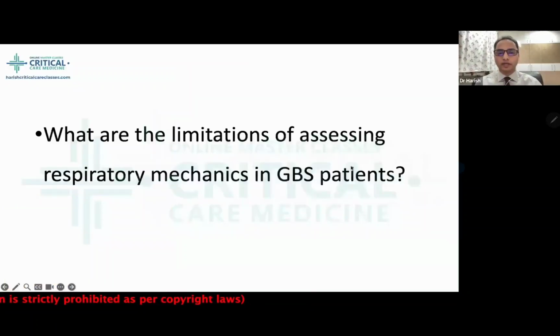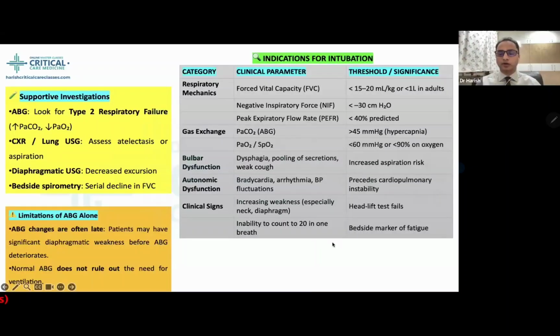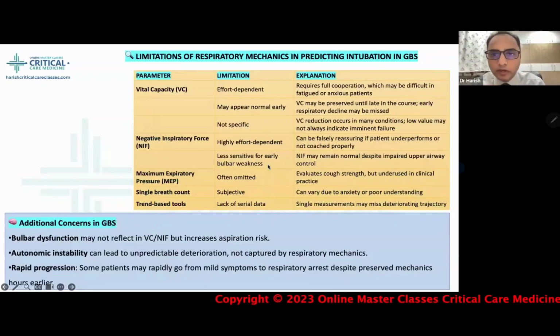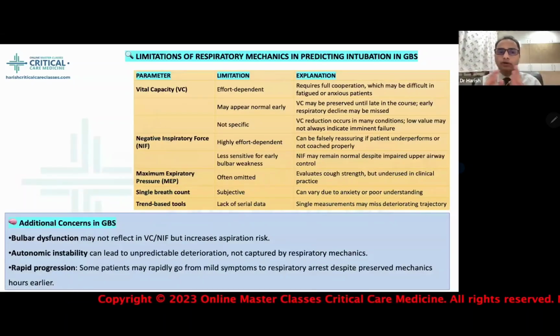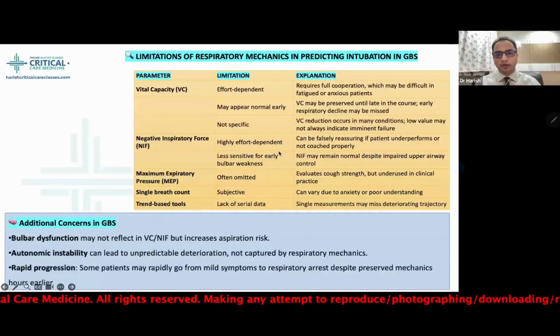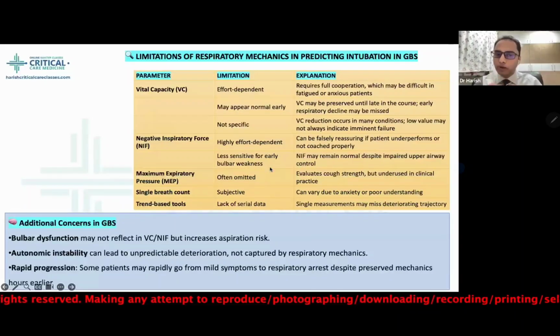Okay, so what are the limitations of respiratory mechanics? I told you forced vital capacity, negative inspiratory force and so on. Is there any clarity we can get in all patients? It has limitations. Vital capacity is effort dependent, so it may appear normal in the early period. It is not specific. We need full cooperation of the patient. Remember, around 30% of patients are not able to cooperate for measuring respiratory mechanics, including vital capacity. Negative inspiratory force is highly effort dependent and less sensitive for early bulbar weakness.